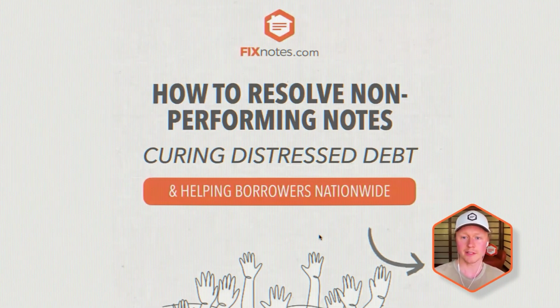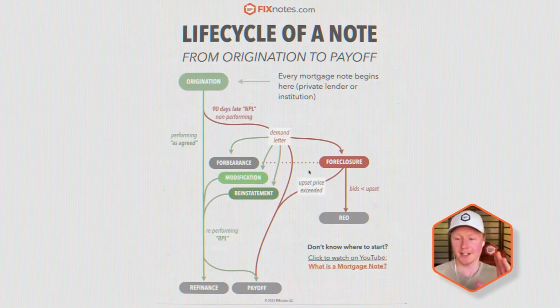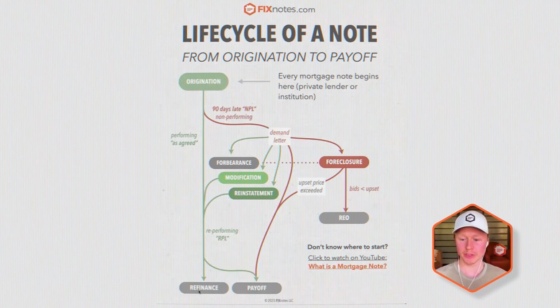As a non-performing note investor, here is how you might see this from the many possibilities in the business. Here's my crazy looking mind map of the flow from a loan being originated, performing as agreed, just like on the PPR version, to a refinance or payoff, and then the non-performing life cycle, which starts as a 90-day late NPL. A demand letter would be sent at this point, and then it can either go to a forbearance, a loan mod or reinstatement, or to a foreclosure.